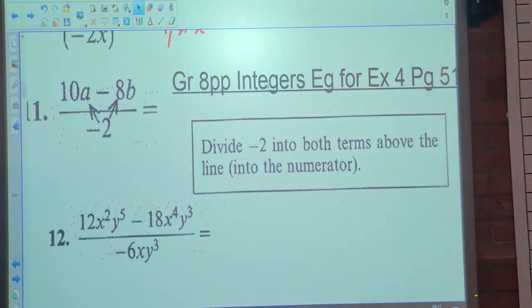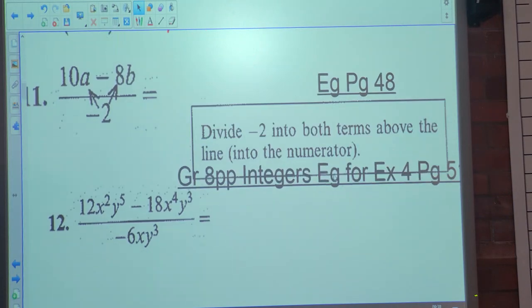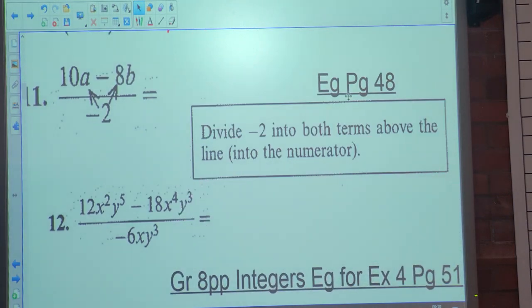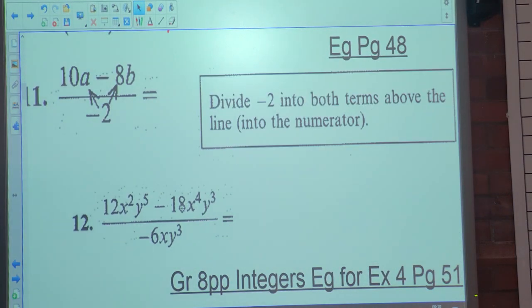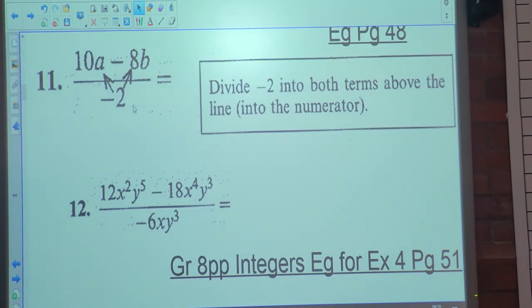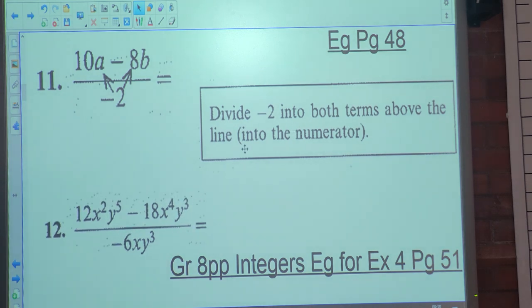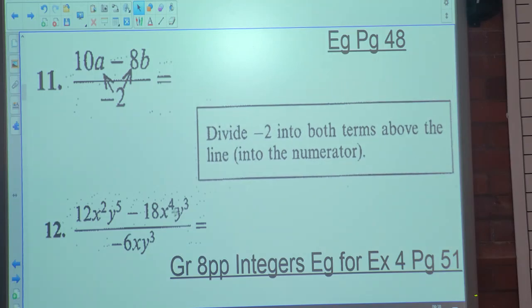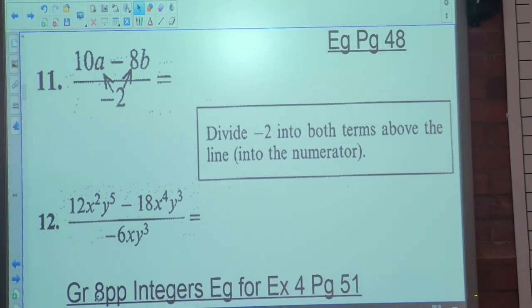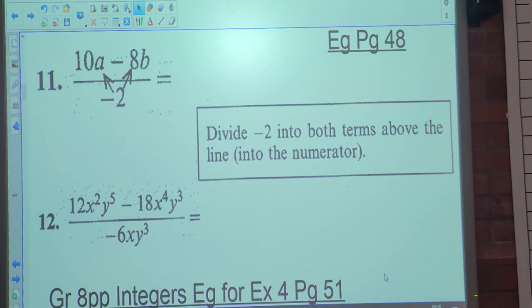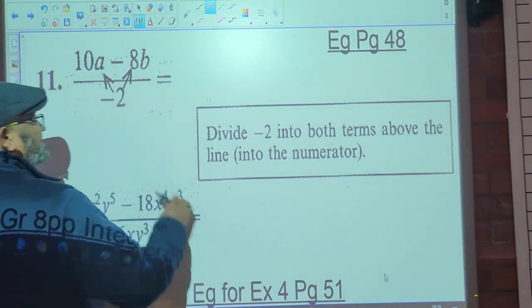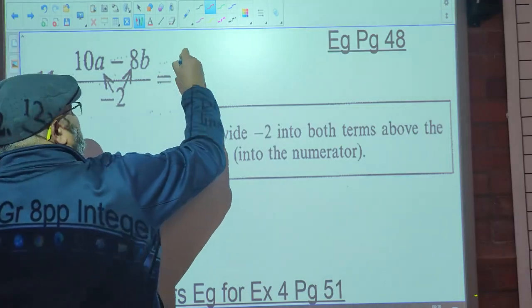Let's carry on. Looking at number 11. Here we are told that we divide negative 2 into both terms above the line, into the numerator. Guys can make that note again, pause the video if needed. So in other words, you can go straight or you write it out first. I always write it out.